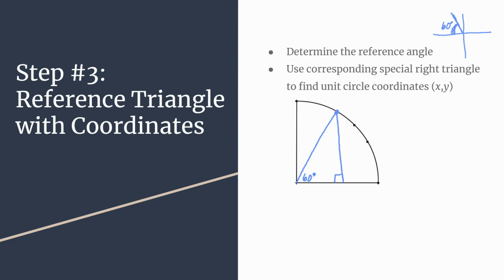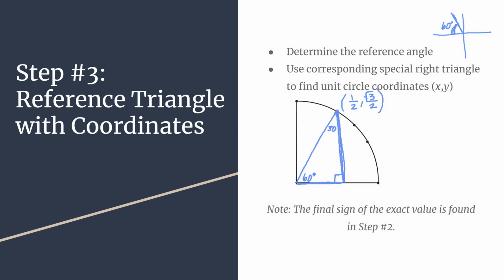And so we know here in the 60, 30, 90-degree triangle, our horizontal leg is shorter, so that must be an x-coordinate of 1/2, and our vertical leg is the longer one, so that must be √3/2, because remember that's about 0.87 as a decimal compared to 1/2 or 0.5. So these will be the coordinates that we can use to make calculations in this particular example. And again, note that we already determined the final sign of our exact value in step 2, and that's why we can use our first quadrant positive x and y here.